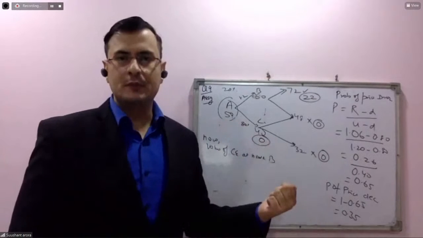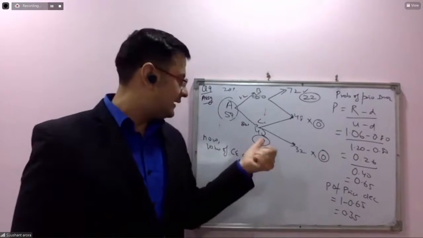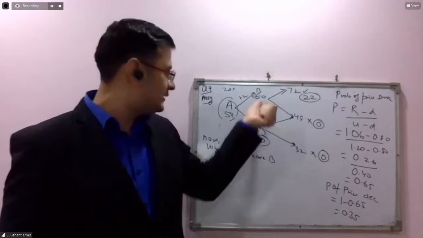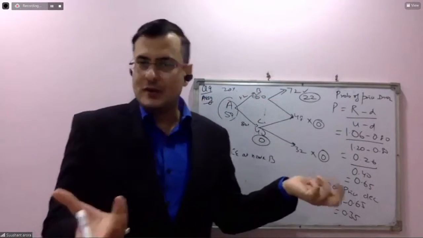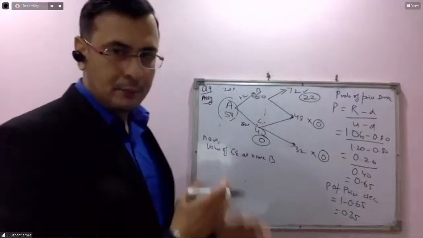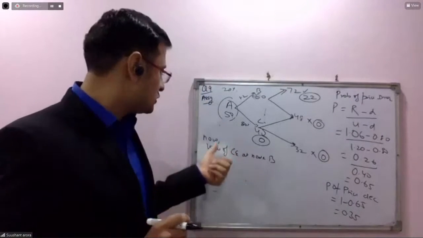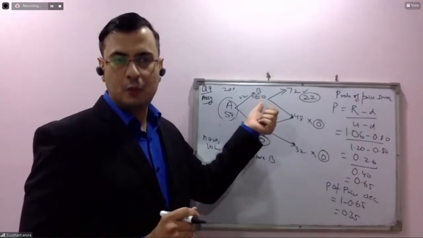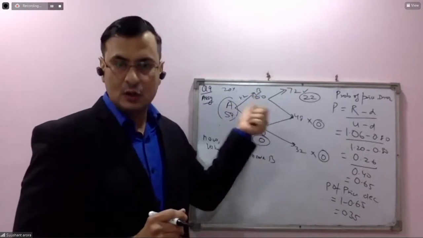If a put option had been given to you in the exam, then this would have been a positive value and this would have been a 0 value. So anything can come in the exam. Okay, I'm discussing the call option. So first you have to calculate the value at point B, the node B.